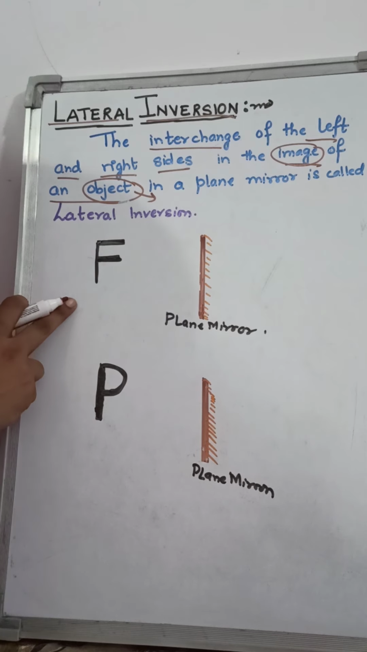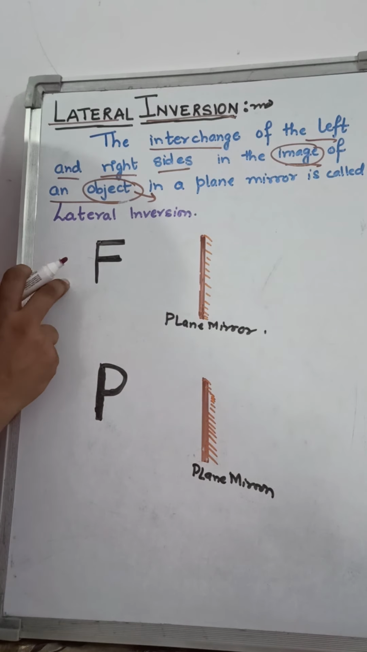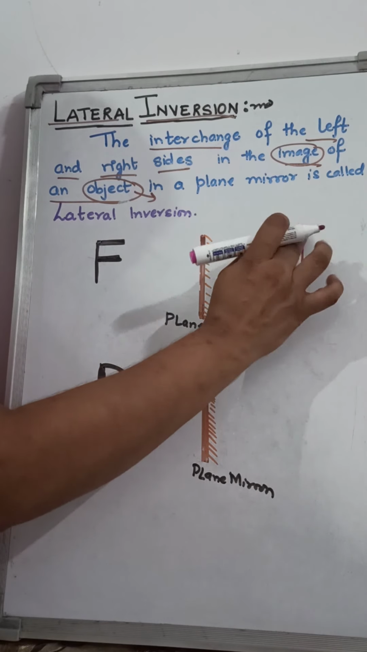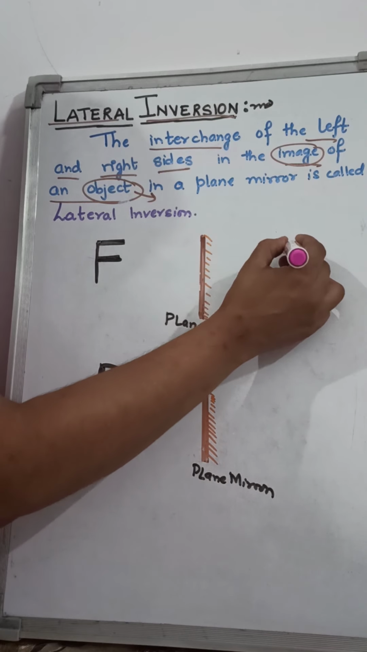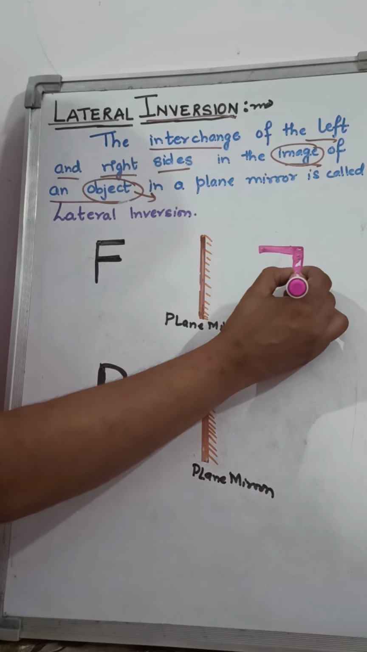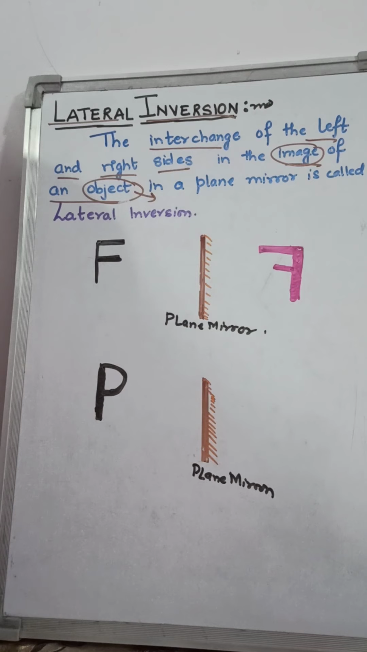Now let us see lateral inversion through the plane mirror. Suppose this letter F is written. The image formation of letter F in a plane mirror. This is your plane mirror. This is your letter F placed in front of the plane mirror. After reflection, let's see its image. This kind of image will be formed. This image. So this is the laterally inverted image of letter F.